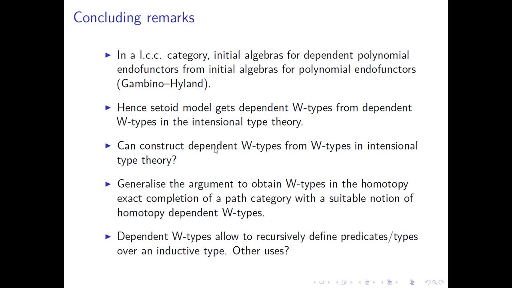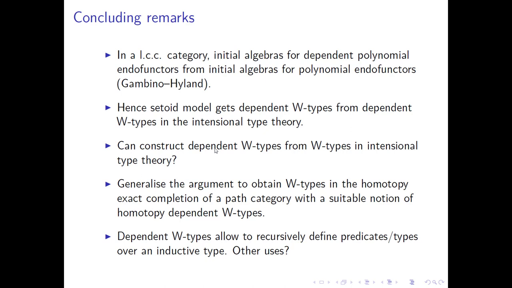we can actually get the dependent W types in setoids because of our result from Gambino and Hyland, which tells us that in any locally Cartesian closed category, if you have initial algebras for polynomial functors, then you get initial algebras for dependent polynomial functors, which are the semantic analog of the dependent W types, as you can imagine. So basically what we do is that we start with dependent W types in the underlying type theory, and we get dependent W types in the setoid model. Yeah, it's a bit different than getting W types out of W types.